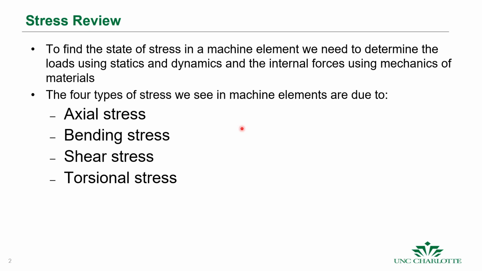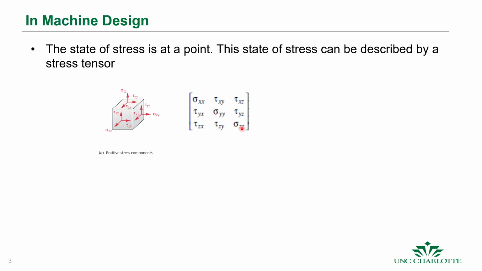The four types of stresses that we see in machine elements are due to axial stress, bending stress, shear stress, and torsional stress. And we're going to talk about how the bending stresses and shear stresses are developed in a material, and then talk about the torsional stress and combine them.